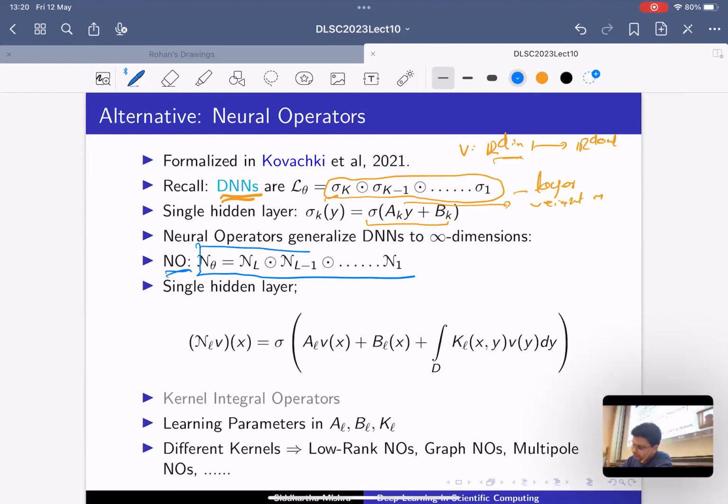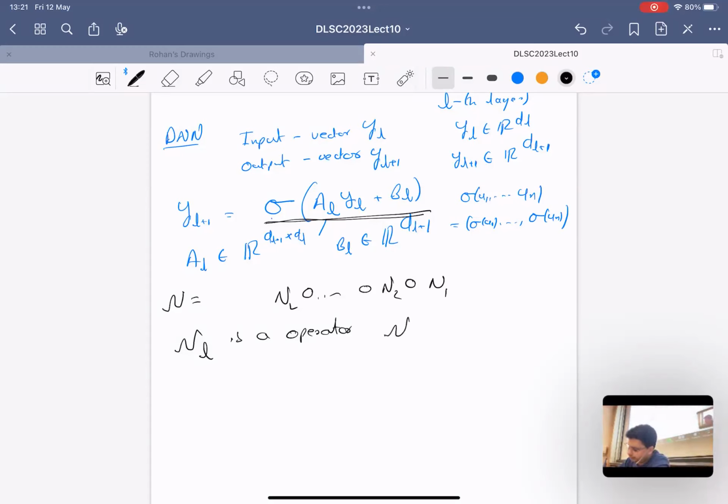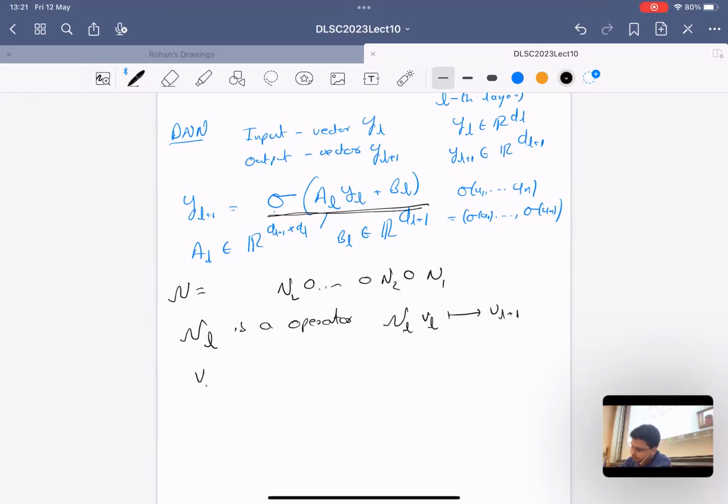But now we want this to be an operator, which means that it takes as its input a function and returns also a function. In other words, N_l is going to take a function, let me call it v_l, and map it onto another function, which is v_{l+1}. So v_l and v_{l+1} are some functions. We need some assumptions on them. For instance, we could say that these are continuous functions. It could also be regular functions or integrable functions, but let's say that these are continuous functions which map to R^{d_l} or R^{d_{l+1}}.